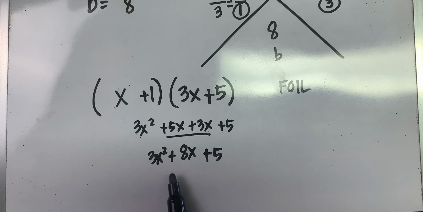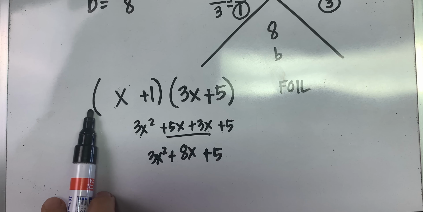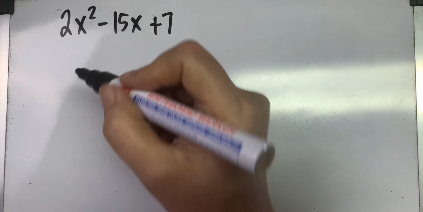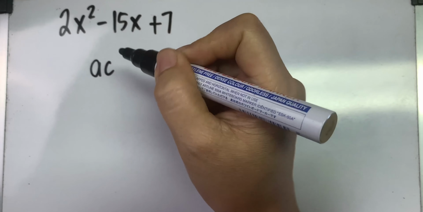Okay. So this one is the same as our given. So therefore, ito yung tamang sagot natin. For our next example, 2x squared minus 15x plus 7. Again, hanapin natin yung A and C.